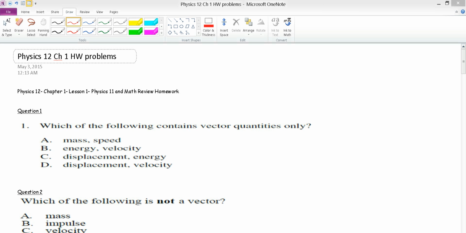All right, so here are the Physics 12 Chapter 1 homework problems, and I will solve each of the questions from the homework step by step, and this way you can check your work. All right, so let's get started here.